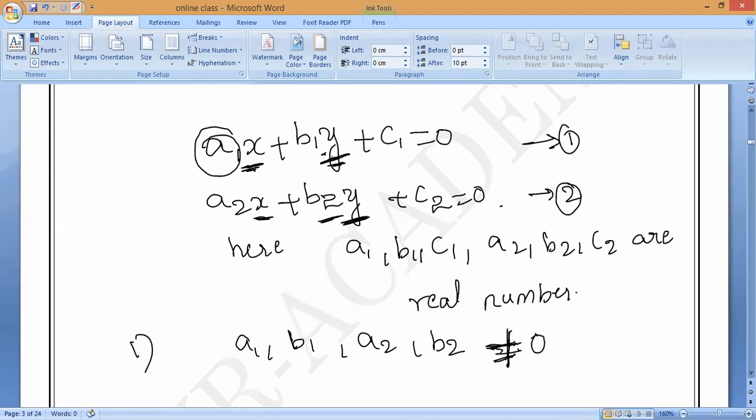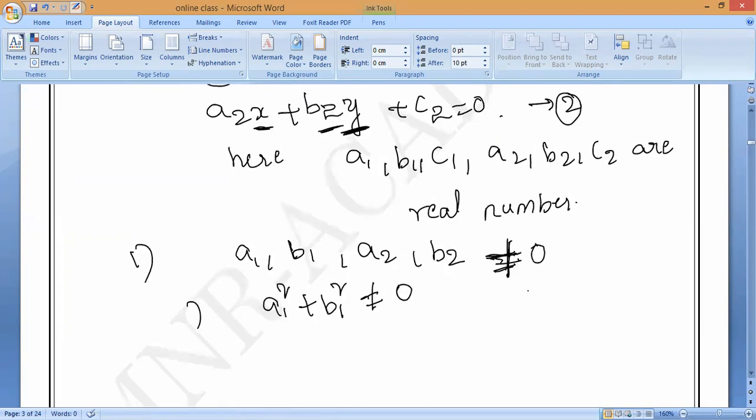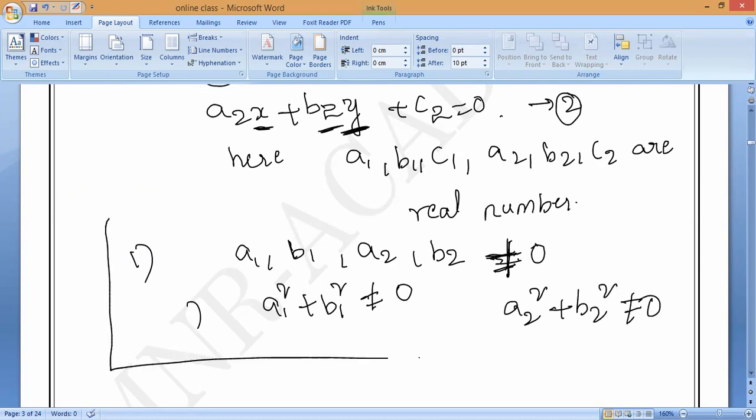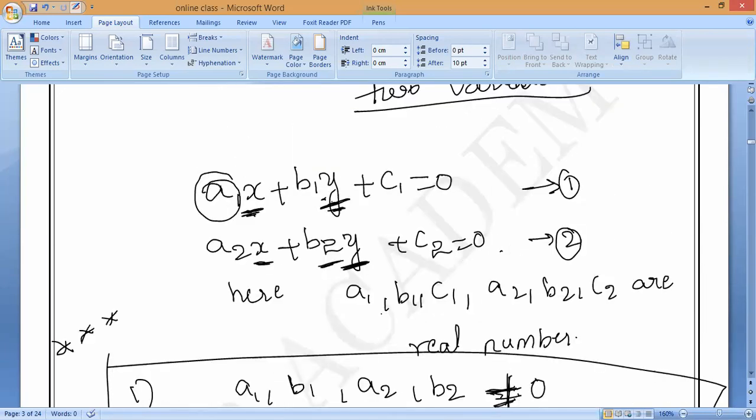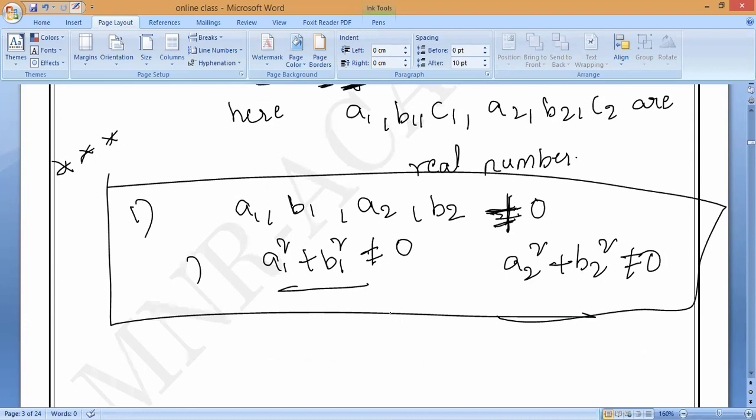This is one condition. The second condition is a1 square plus b1 square not equal to 0, and a2 square plus b2 square not equal to 0. These are the two conditions, very important for MCQ questions. Do you understand? These are the conditions for linear equations in two variables. Is it clear, everyone? Any doubt, ask me.